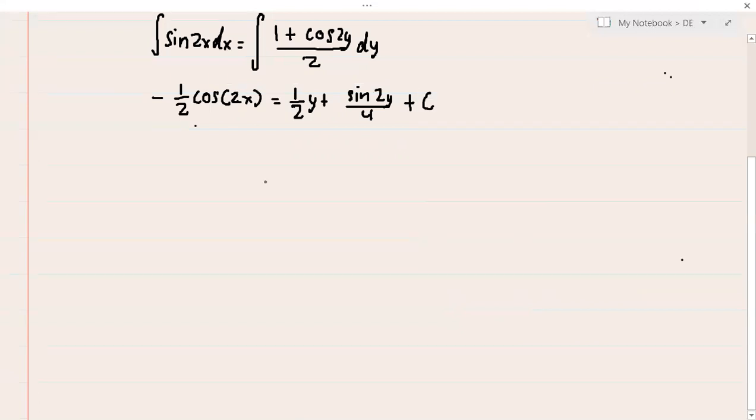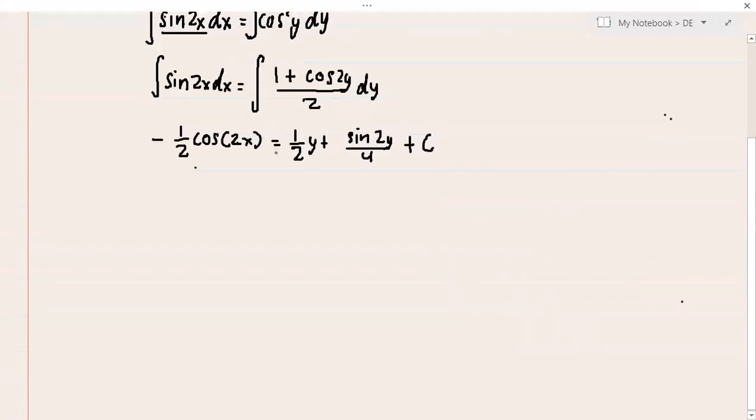Forgive me. Anyways, so pwede na to as your final answer. Okay, pwede na yan. Or pwede nyo pa siyang i-simplify. Itong denominator na to dito, pwede mo siyang cross-multiply dito. Or ibig sabihin nun, pwede mo namang siyang i-multiply si 2, itong si denominator niya, on the right side. So mangyari dyan, we will have negative cosine of 2x is equal to y plus 1/2 of sine of 2y plus c. Okay?